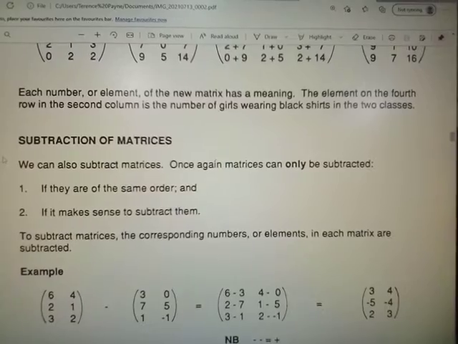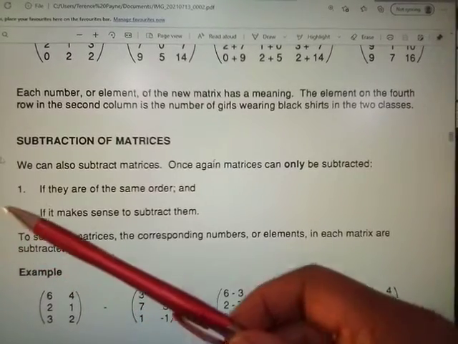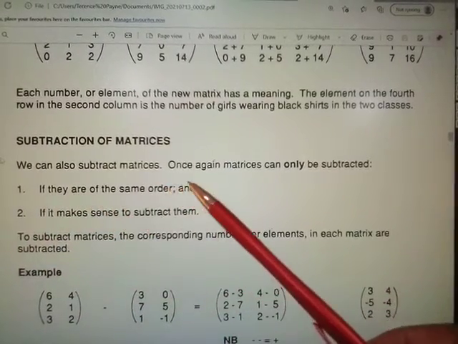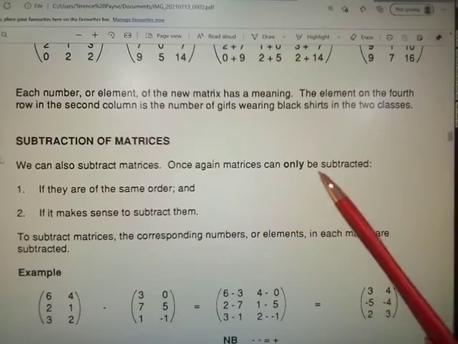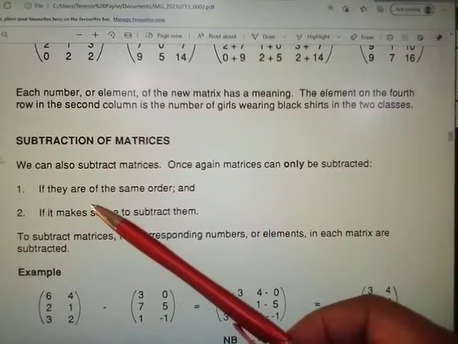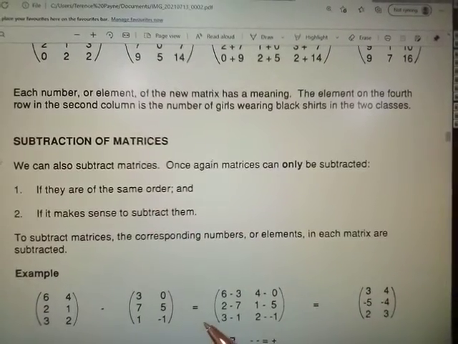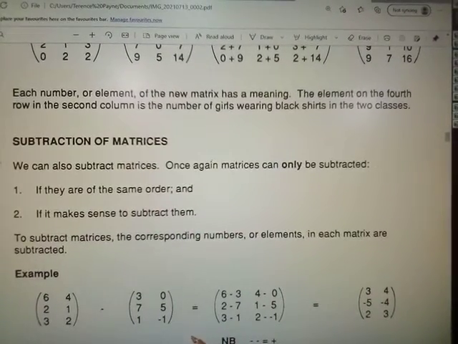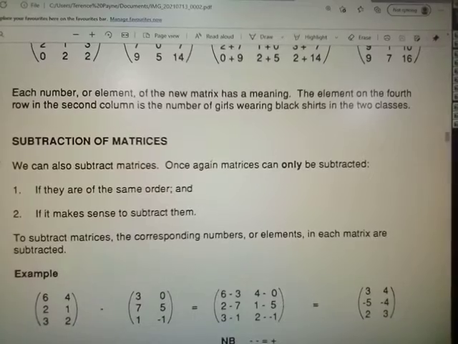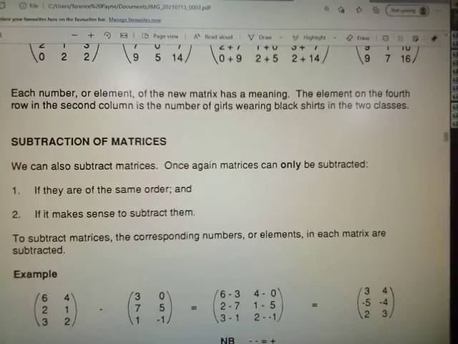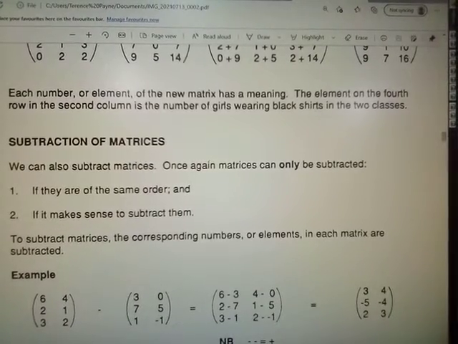Now let's look at subtraction of matrices. We can also subtract matrices. Once again, matrices can only be subtracted if they are of the same order and if it makes sense to subtract them. To subtract matrices, the corresponding numbers or elements in each matrix are subtracted.